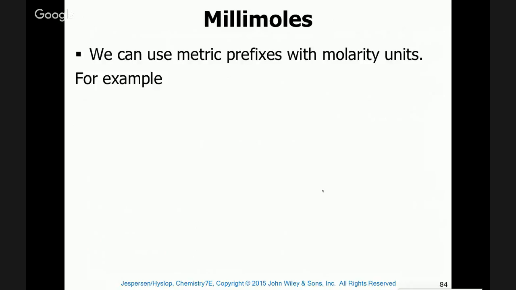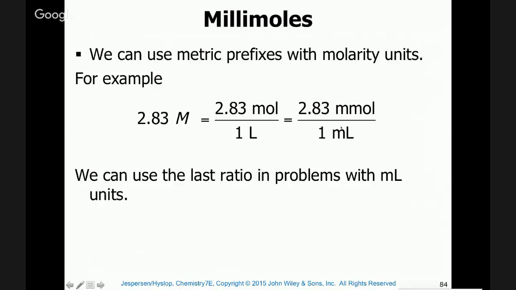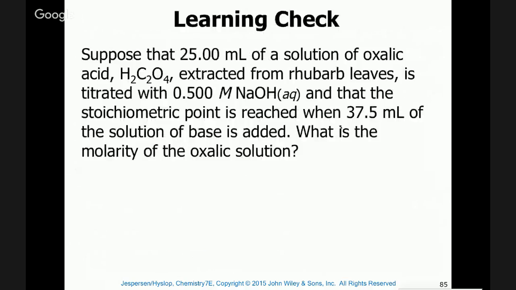So we can use metric prefixes with molarity units, use millimoles, just like we did before. Milli meaning 1/1000th. Okay, this would be milliliter. That also changes. So you notice these are the same, but these units have changed. The prefixes have changed. Use the same ratio in problems with milliliter units.